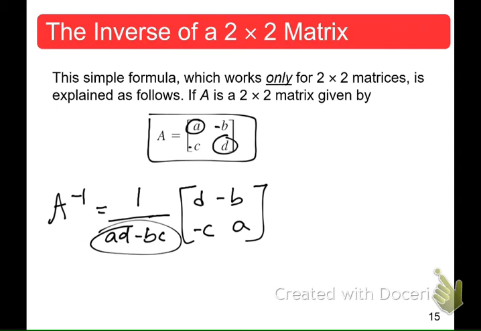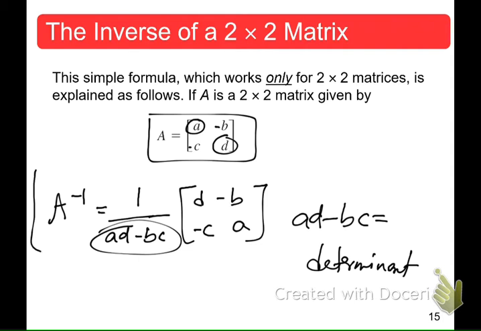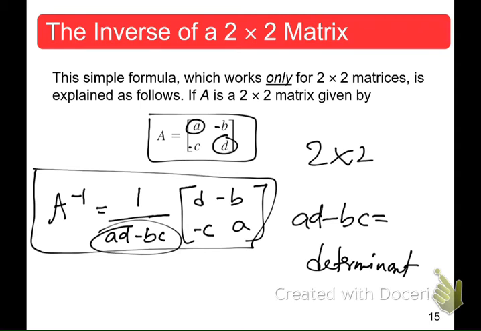This part here, AD minus BC, we're going to give it a name. This is what we call the determinant. And the determinant is going to be very useful for us as we go through and continue to solve things using matrices. It's going to give us a lot of information. But the first thing we know that it gives us is the inverse of only a 2 by 2 matrix.